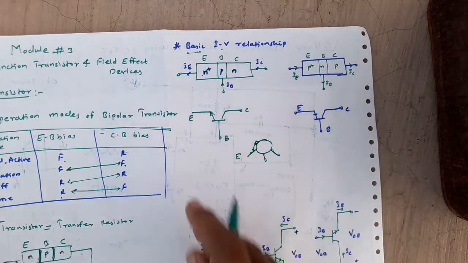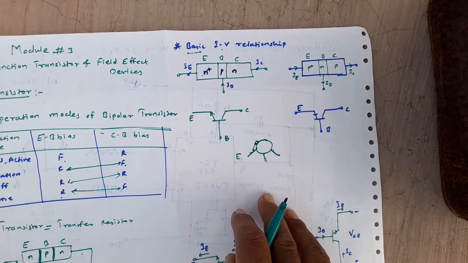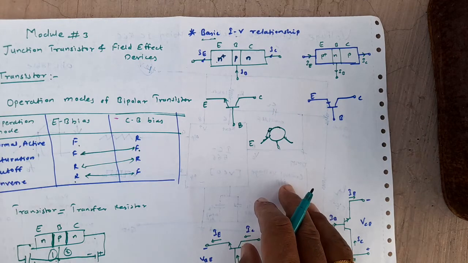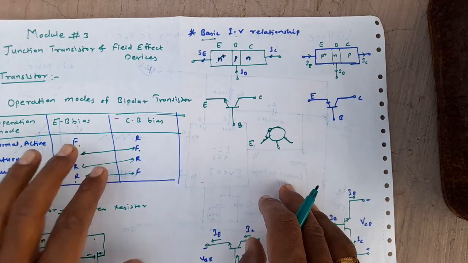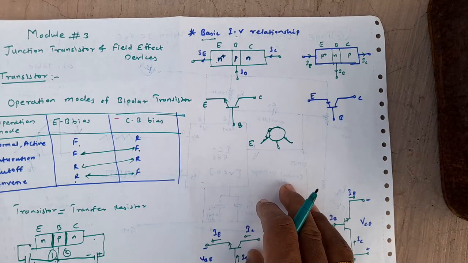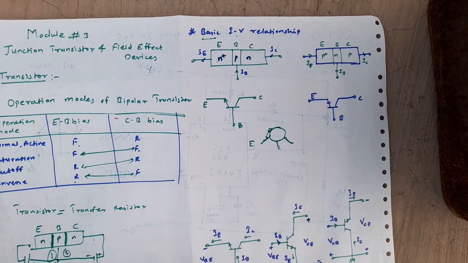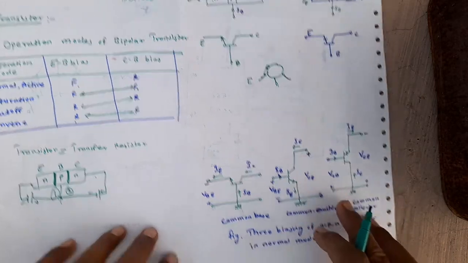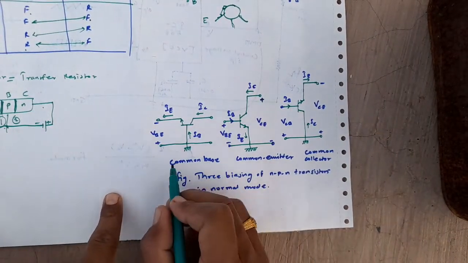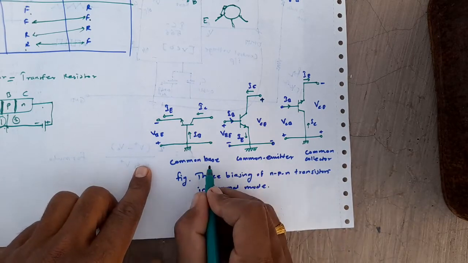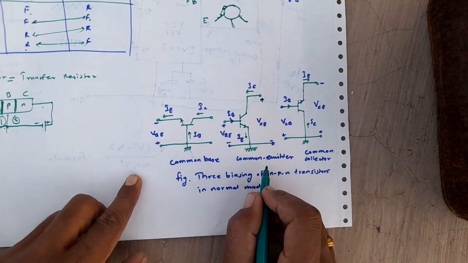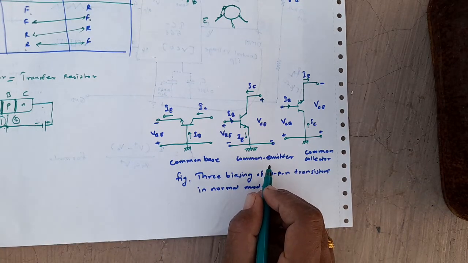Now these transistors can be connected in three different configurations. We have already seen the modes of operation in the earlier diagram as well, right? These three configurations are represented in this diagram, and you can see it very clearly. That is nothing but the common base, common collector, and the common emitter configurations.